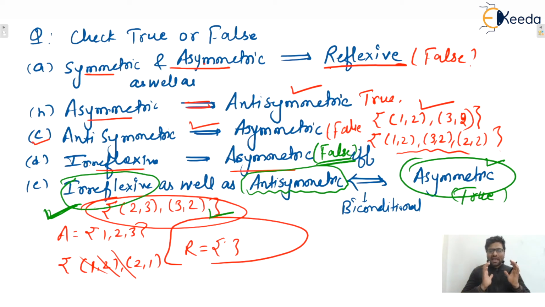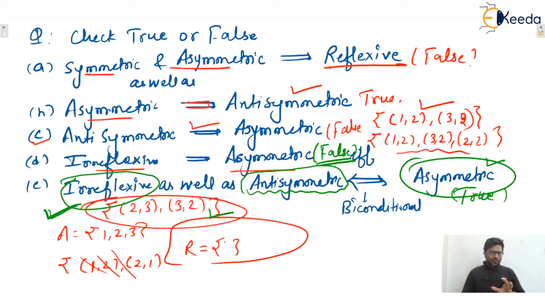So here we can say that any relation that is irreflexive as well as antisymmetric is guaranteed asymmetric. And conversely also we can say that if a relation is asymmetric, then it will be irreflexive as well as antisymmetric, because inside asymmetric no self loop is allowed. That's why it will be irreflexive as well. I hope this one is clear to everyone, isn't it?